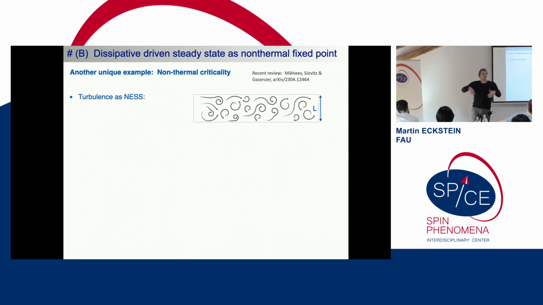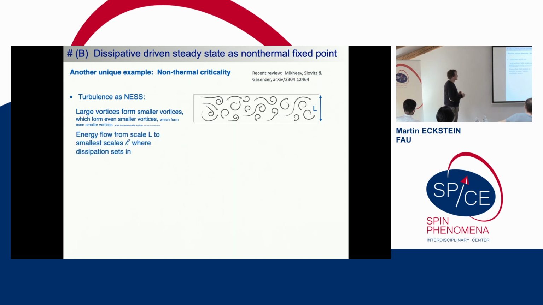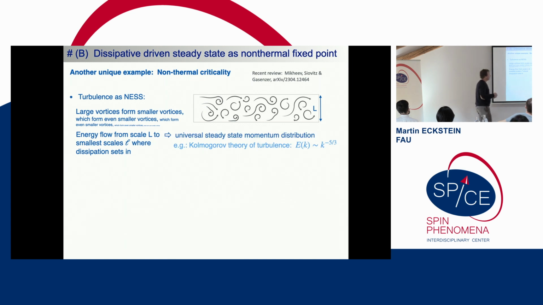And what the system does, it forms vortices which break down to smaller vortices in a cascade until the smallest vortices eventually dissipate the energy. And so this is a steady state energy flow which goes from large scales to small scales. And although each individual trajectory of the liquid will, of course, be chaotic, if you look at something like the momentum distribution, this can in some cases actually form a steady momentum distribution, which has a universal form, such as a power law, that's really different from a Bose-Einstein distribution.